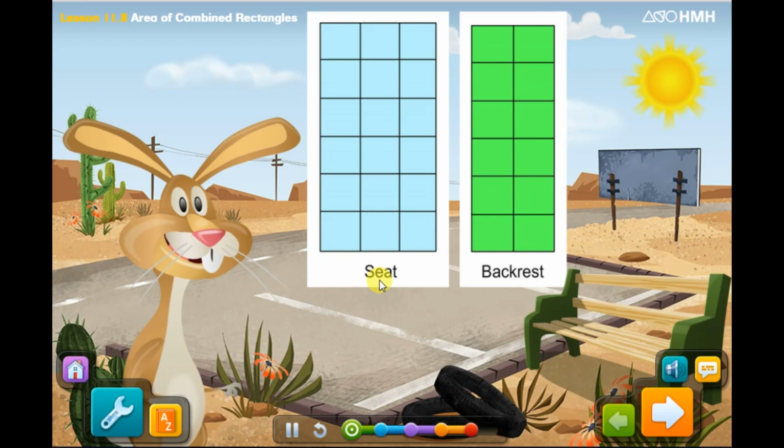You know what? If we add both the area of the seat and the area of the backrest of the bench, we can figure out how much of the bench needs to be painted. I think we can use area models and square tiles to do that. Come on, we'll find out how.